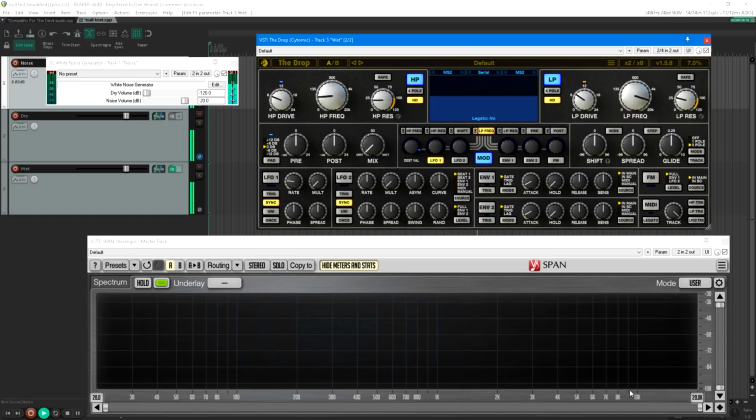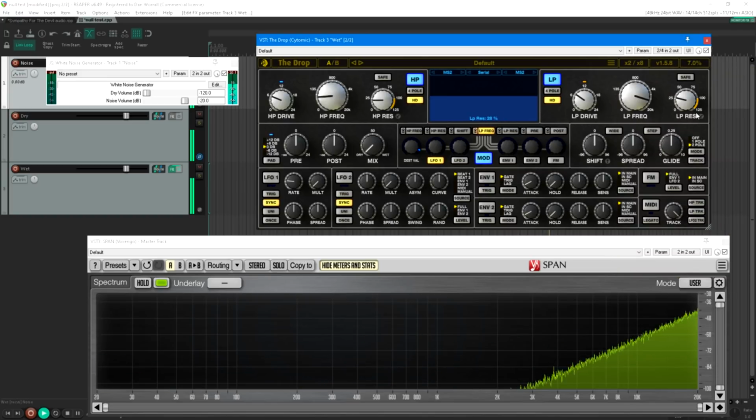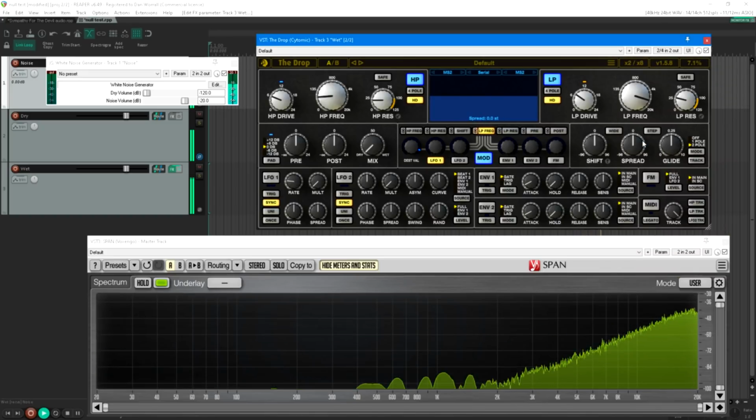The Cytomic plugins allow you to switch oversampling modes independently for the up and down sampling stages. This is a feature that I find more interesting than useful, if I'm honest. But let's try switching the upsampling filters to minimum phase. And there's a big difference, clearly audible at normal monitor gain settings. If I downsample with minimum phase as well, the difference gets even bigger.